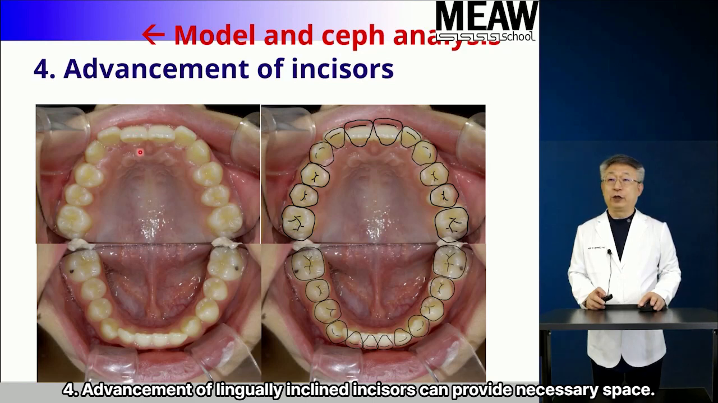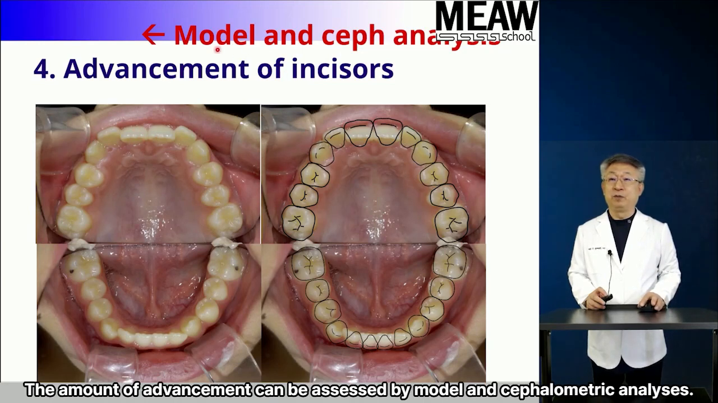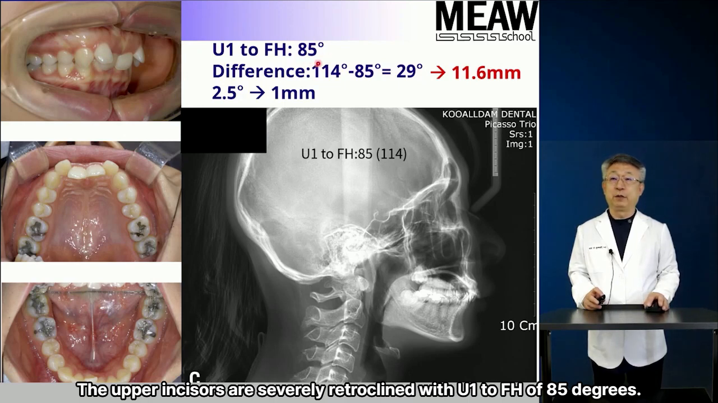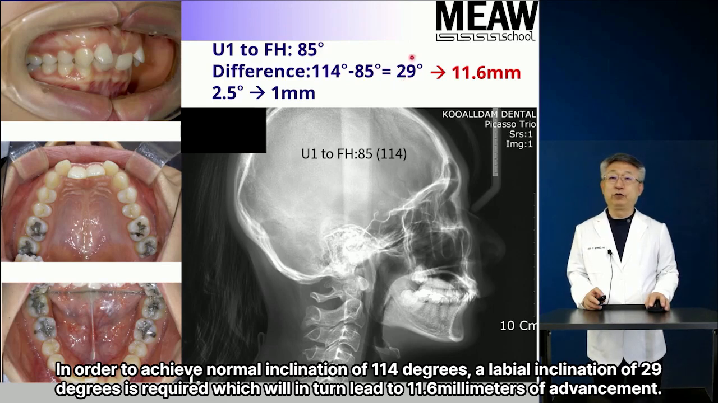4. Advancement of lingually inclined incisors can provide necessary space. The amount of advancement can be assessed by model and cephalometric analysis. This is a patient with class 2 division 2 malocclusion and mild anterior crowding. The upper incisors are severely retroclined with U1 to FH of 85 degrees. In order to achieve normal inclination of 114 degrees, a labial inclination of 29 degrees is required, which will in turn lead to 11.6 mm of advancement.